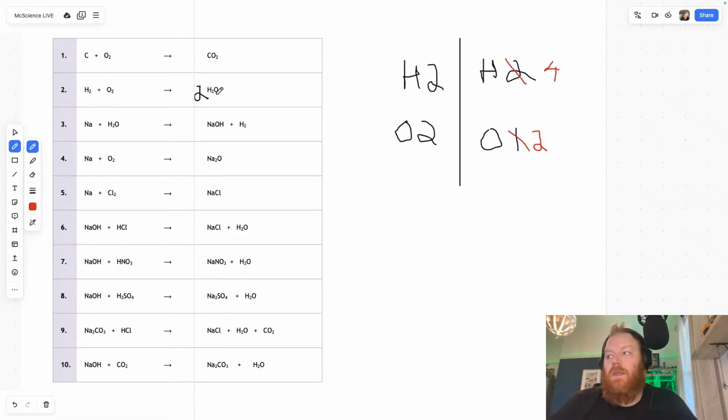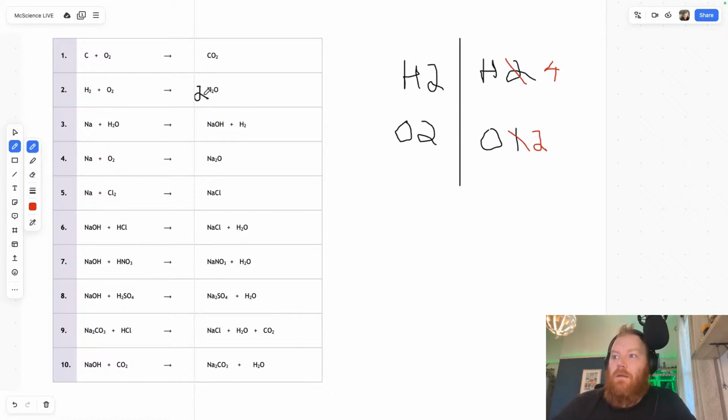And this is one of the things a lot of students struggle with. They'll say, oh, I need to add one more oxygen. You are technically correct, but we can't just add one more oxygen to a water molecule. We have to multiply it. We have to multiply the entire actual molecule itself.